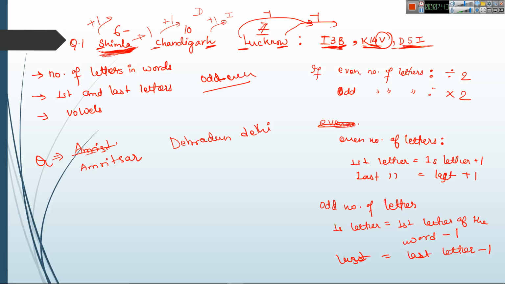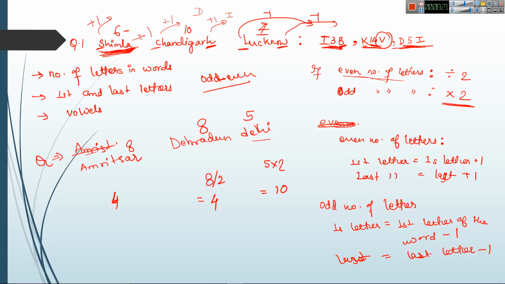Okay. So in Amritsar you have 8 letters, in Dehradun you have 8 letters, and Delhi you have 5 letters. So when the number is even, then we will have to divide it by 2. So then the code for Amritsar will contain number 4, which is 8 divided by 2. Similarly for Dehradun we will have 8 divided by 2 equals 4. And for Delhi we will have 5 into 2, which is equal to 10, because for an odd number of letters we will have to multiply it by 2.